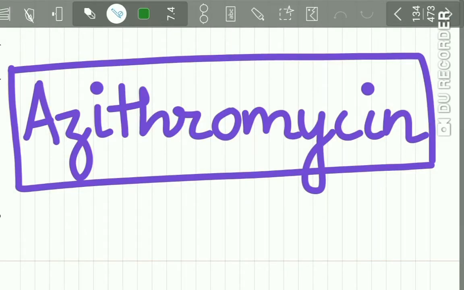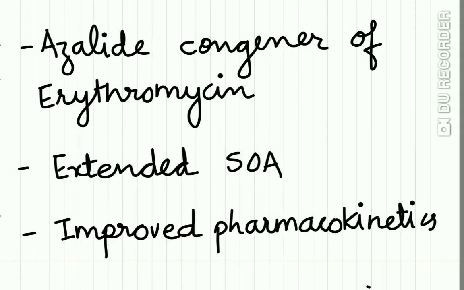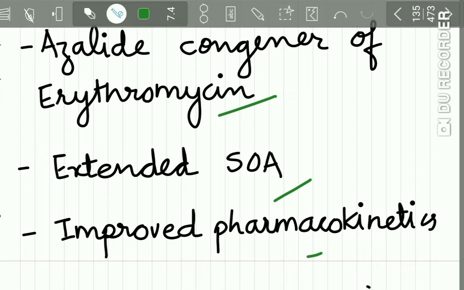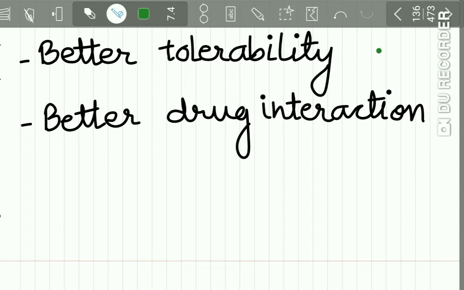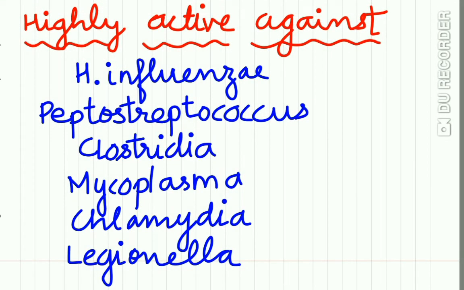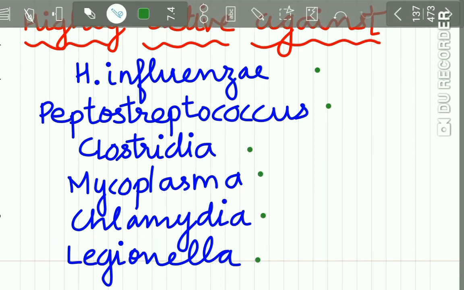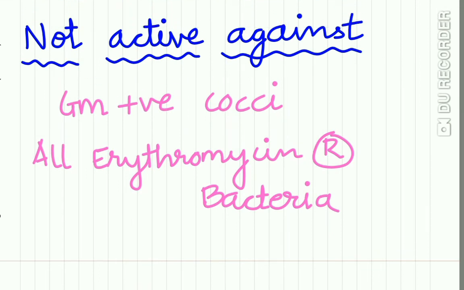Now, the last drug in the macrolide antibiotic group is azithromycin. It is an azalide congener of erythromycin and it has an extended spectrum of activity and improved pharmacokinetics. It has better tolerability and fewer drug interactions. It is highly active against H. influenzae, Peptostreptococcus, Clostridia, Mycobacteria, Chlamydia and Legionella. It is not active against gram-positive cocci and all erythromycin-resistant bacteria.